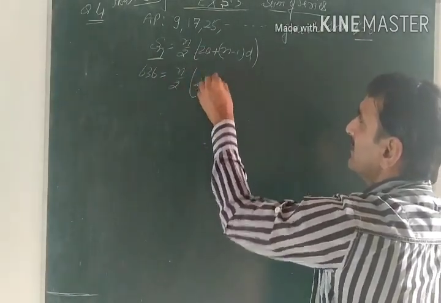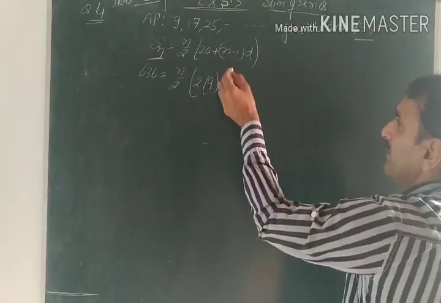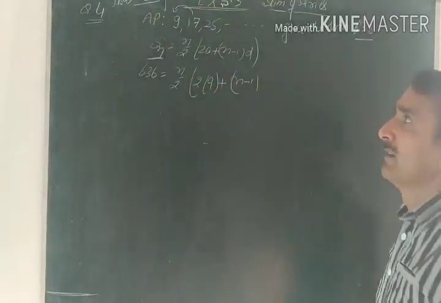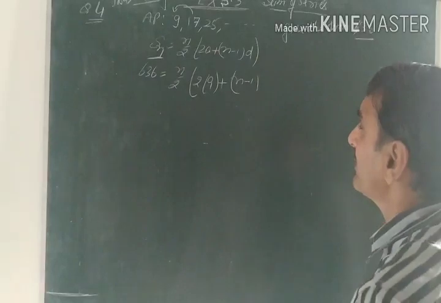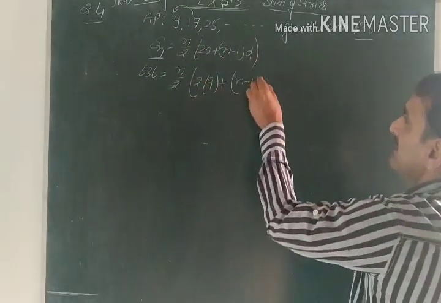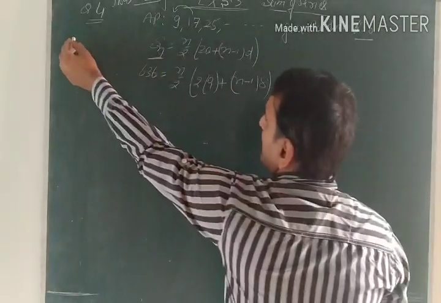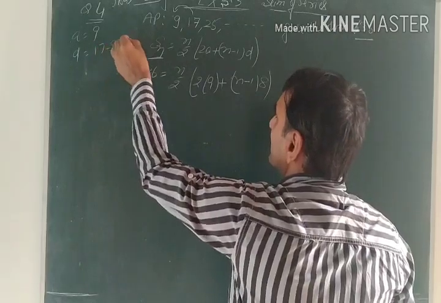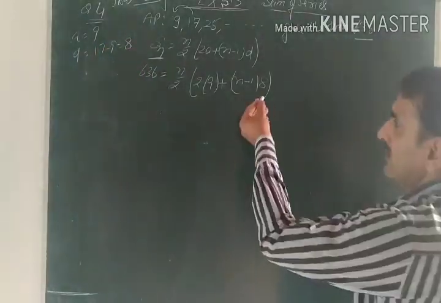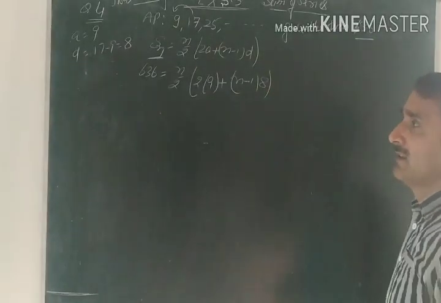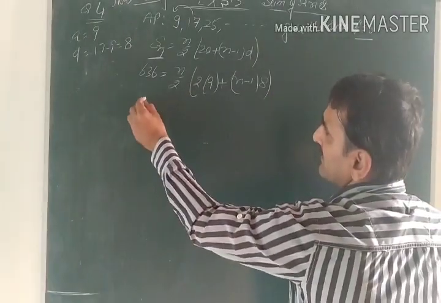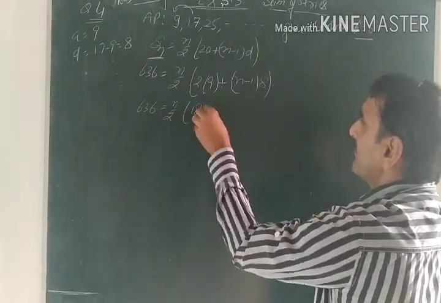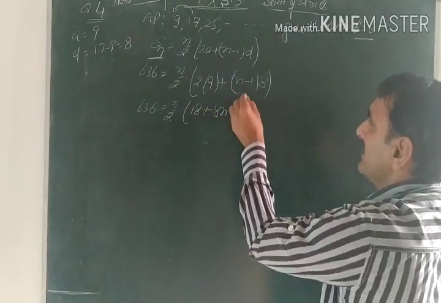2a means 2 times 9, plus n minus 1 into d. d means the difference of two consecutive terms. 17 minus 9 is 8. You can write a is equal to 9 and d is equal to 17 minus 9, which is 8. We use these two values in this formula, and we get 636 is equal to n by 2 into 18 plus 8n minus 8.